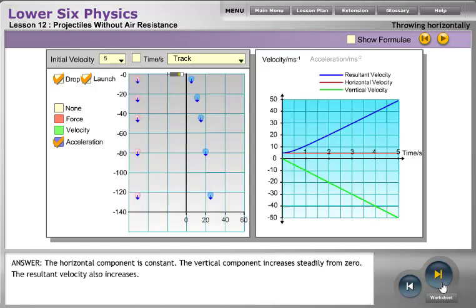Answer: the horizontal component is constant. The vertical component increases steadily from 0. The resultant velocity also increases.